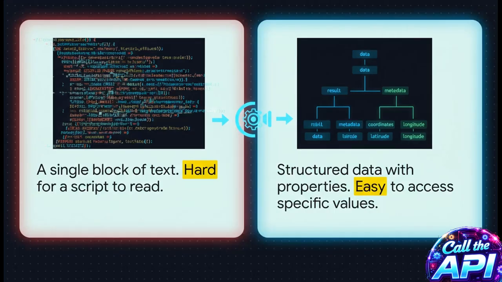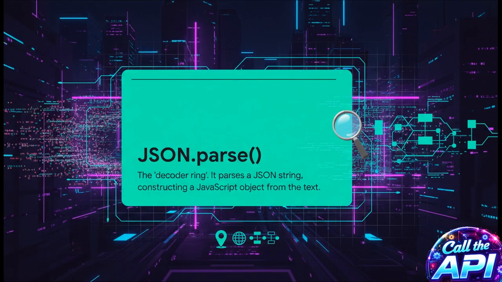Here's the key difference. On the left, you've got the raw JSON string. To our script, that's just one big, unreadable blob of text. But after we decode it, we get what's on the right, a beautiful, structured JavaScript object. Now we can just point to the exact piece of data we want, kind of like navigating through folders on your computer. And the magic tool that does this for us is called JSON.parse.